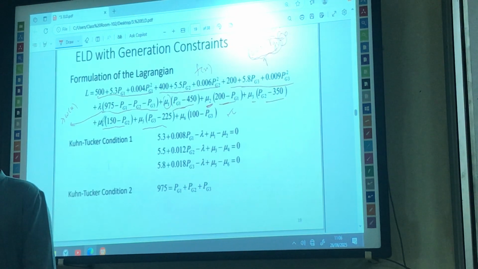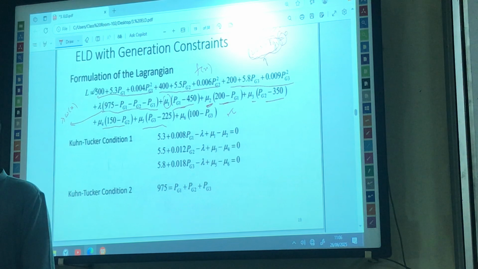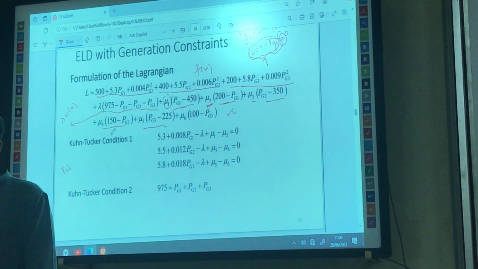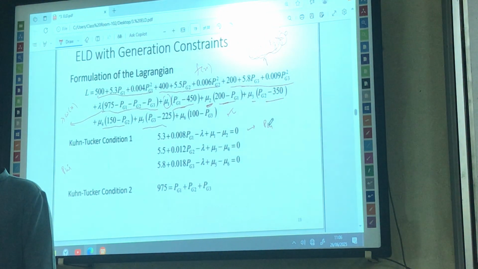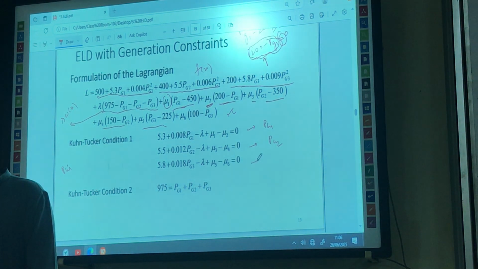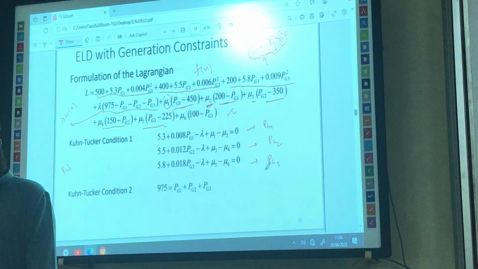So what is our first KKT condition? The partial derivative of this L with respect to the PGi, right? How many PGis are there? PG1, PG2, PG3. So we will get 3 sets of equations. The first one will be for PG1. We have to do the partial derivative of L with respect to Pg1, then we will get the first one. If we do the derivative with respect to Pg2, we will get the second equation. This is with respect to the Pg3, right?